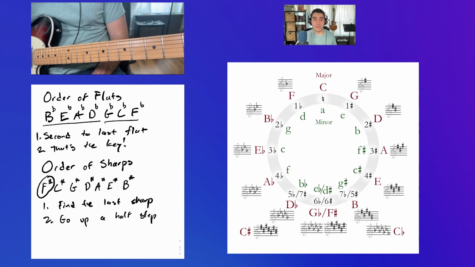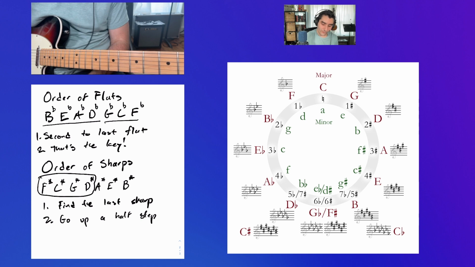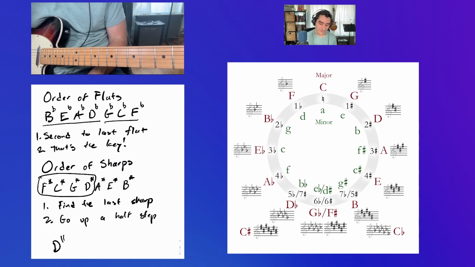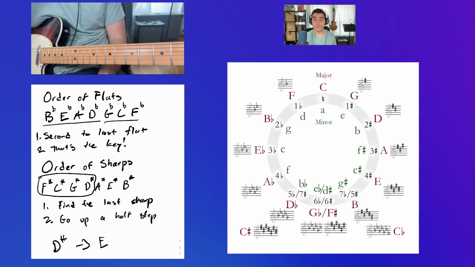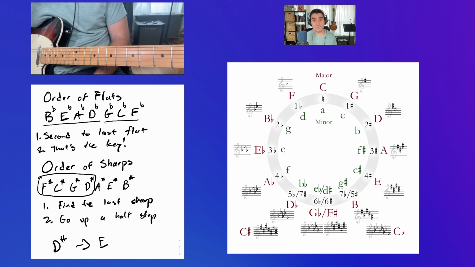So let's take one that has 4 sharps in it. 4 sharps is F sharp, C sharp, G sharp, D sharp. So what's the last sharp in there? Well, it's D sharp. D sharp is a half step below the letter E. And so that's the name of the key. E major has 4 sharps. And what do you know, if you go over to the circle of fifths on the right-hand side of the screen? Bingo, right there, E major has 4 sharps in it.